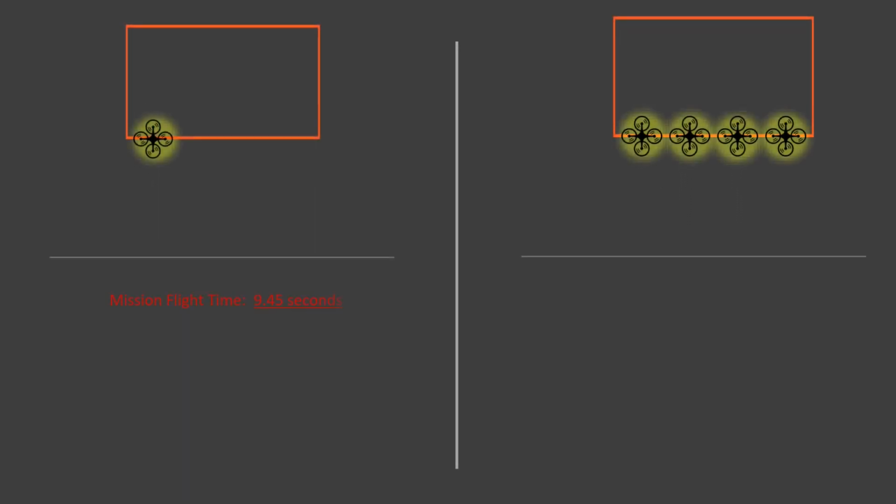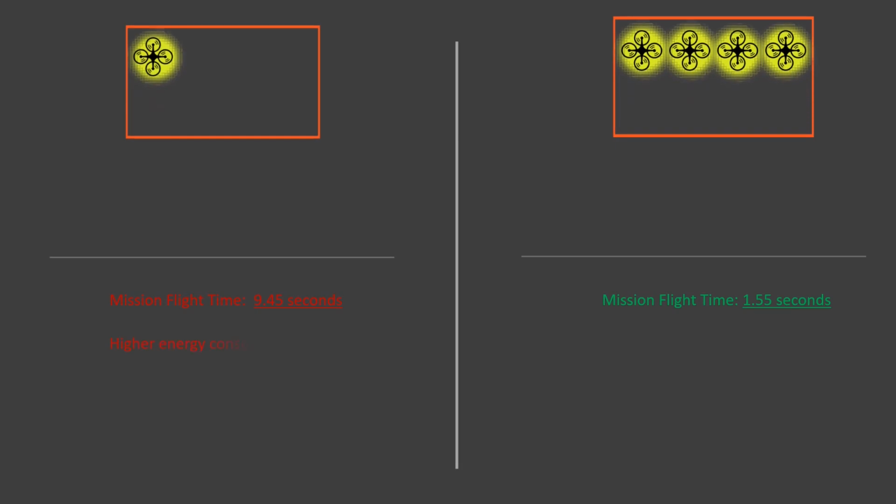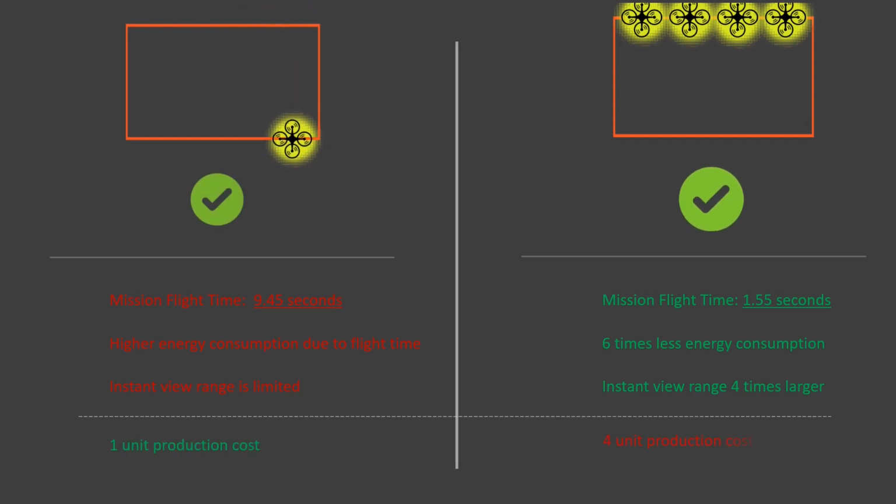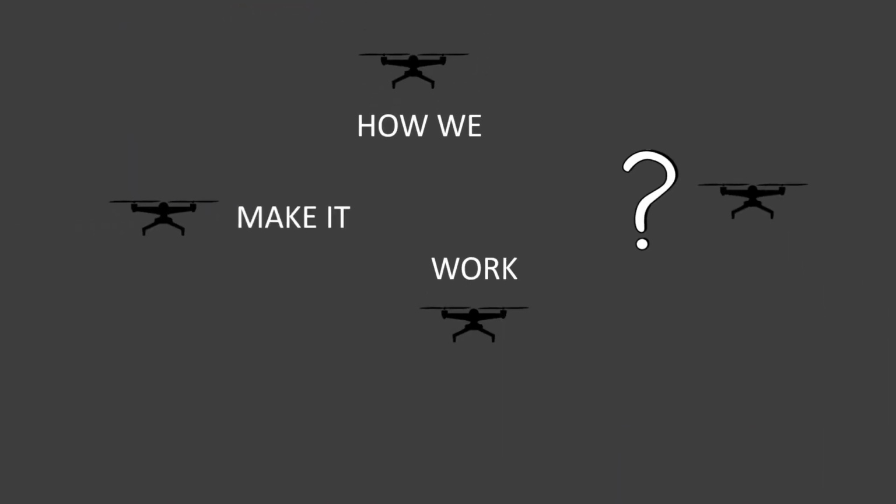At first, let's compare a single drone and 4-member swarm drone systems in an area scan simulation. If we compare it numerically, the swarm system was about 6 times faster, consuming the same proportion of low power, and the instant field of view range was 4 times larger.